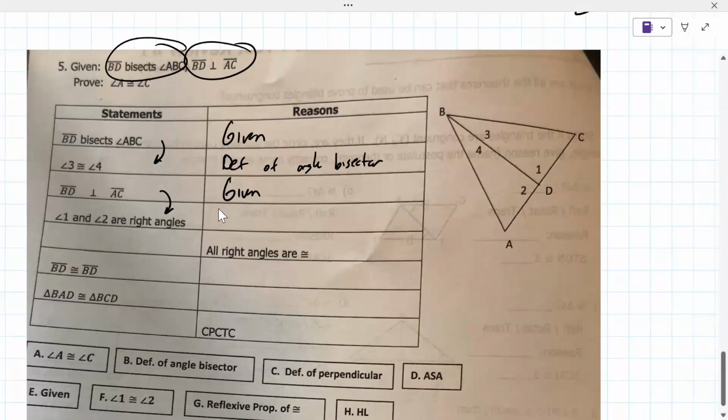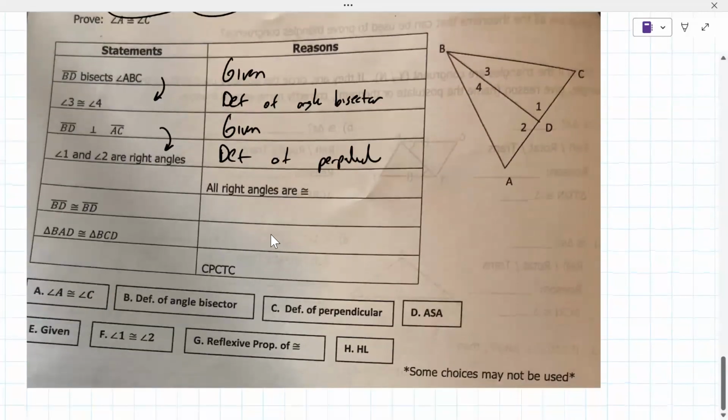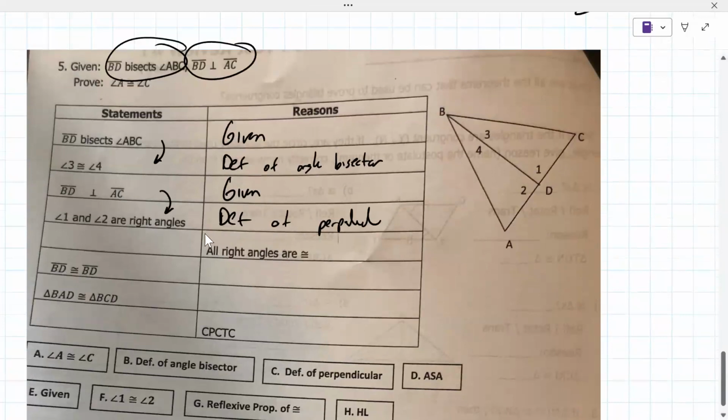That is definition of perpendicular. Right. The rest of it. Good job. Okay, now it's not enough to say that they're right angles. You have to then say that they are congruent. Angle 1 is congruent to angle 2, because all right angles are congruent.